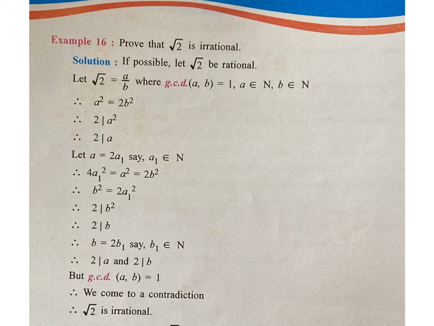And if 2 is a factor of a square, 2 is a factor of a. For example, 2 is a factor of 16, then 2 is a factor of 4 also. So 2 is a factor of a. So we can write a as multiple of 2. So let a is equal to 2 into a1, where a1 is any natural number.